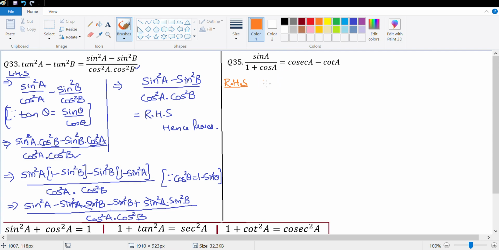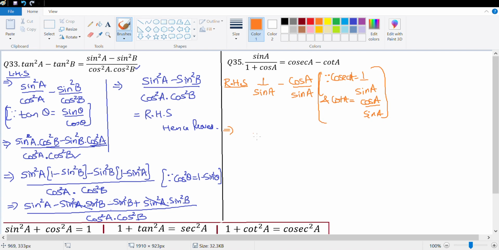So I'll convert cosec into 1 upon sine A. 1 upon sine A minus cot A is basically cos A upon sine A. The reason being, since cosec A is equal to 1 upon sine A and cot A is equal to cos A upon sine A. Done. So these are the two reasons.